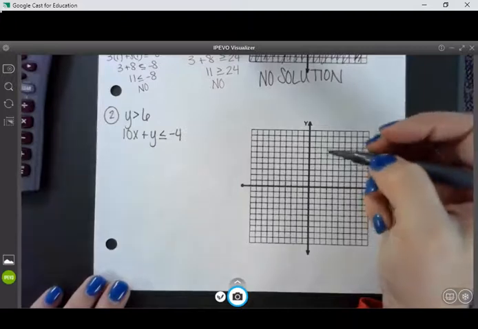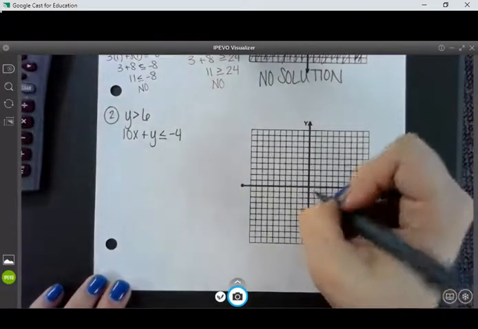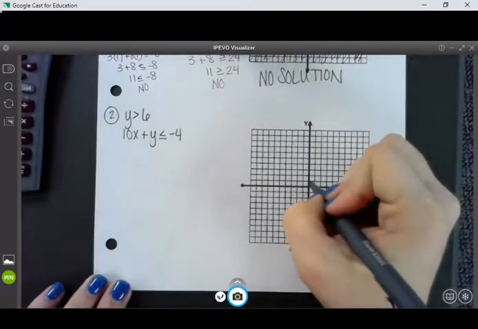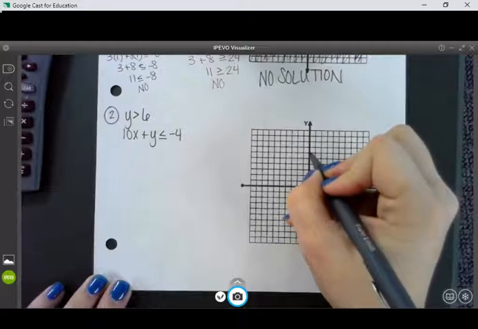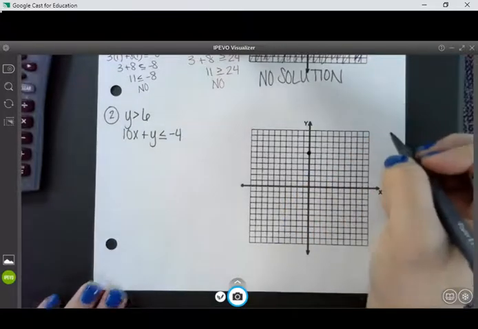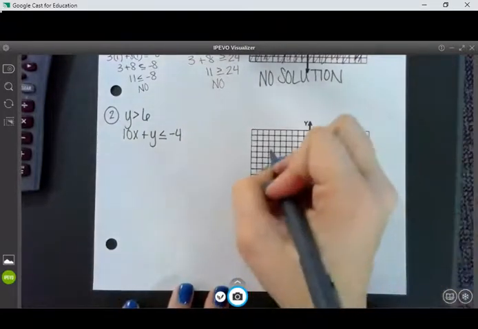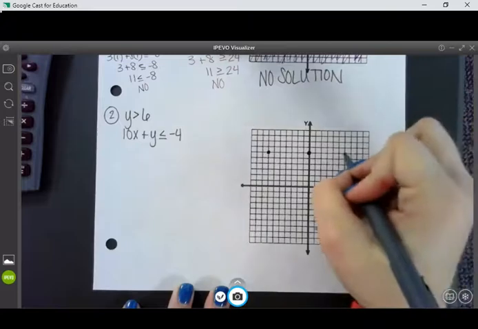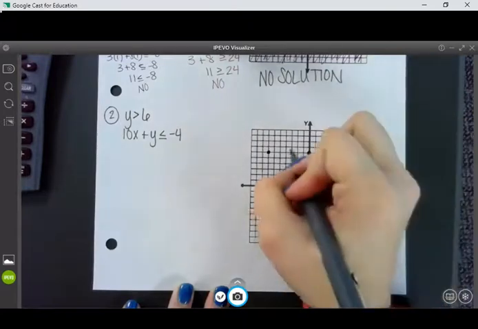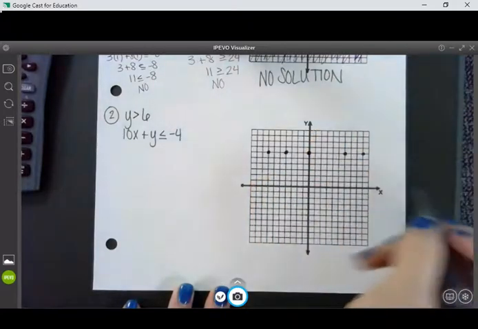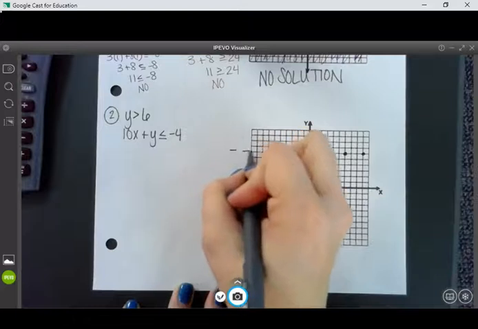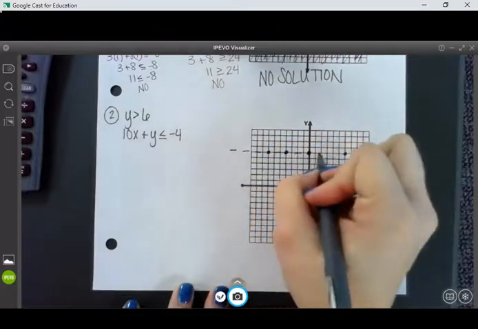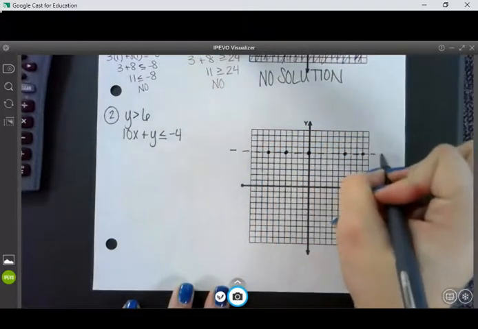So wherever y is greater than 6, so we have to go to where y is 6. 1, 2, 3, 4, 5, 6. I have to go to a couple other places where y is going to be 6. Hopefully you know by now that that would have a 0 slope. It is not equal to, so it's going to be a dashed line.